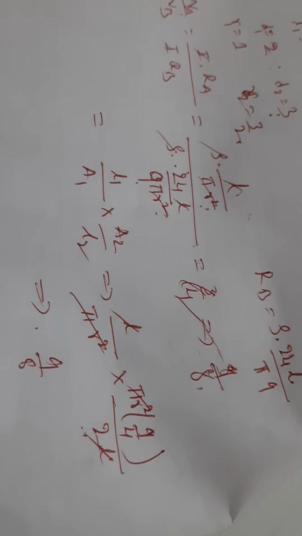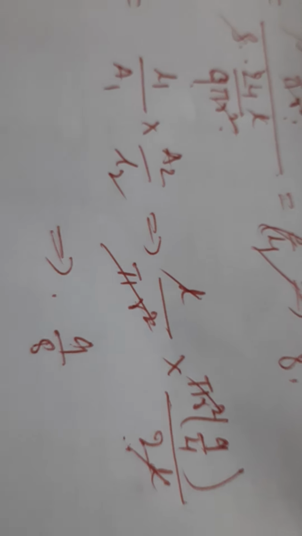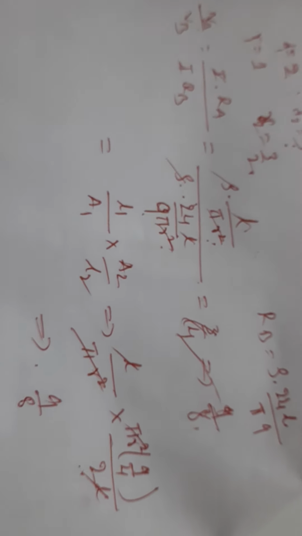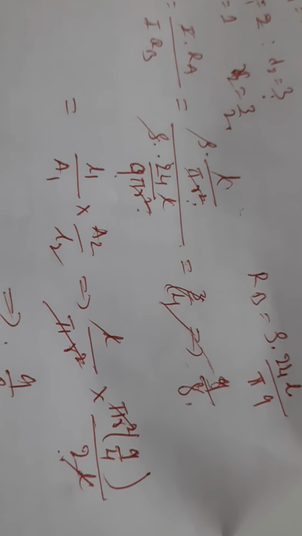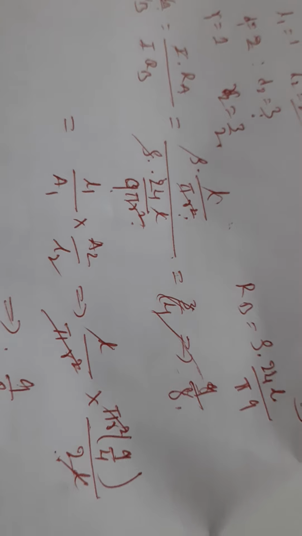Then after substitution, you can see that L cancels, and 2 is left there, and pi r square cancels, you can see. And of course in the second case, R2 equals 3 by 2, and since it is squared, 9 by 4 we have.